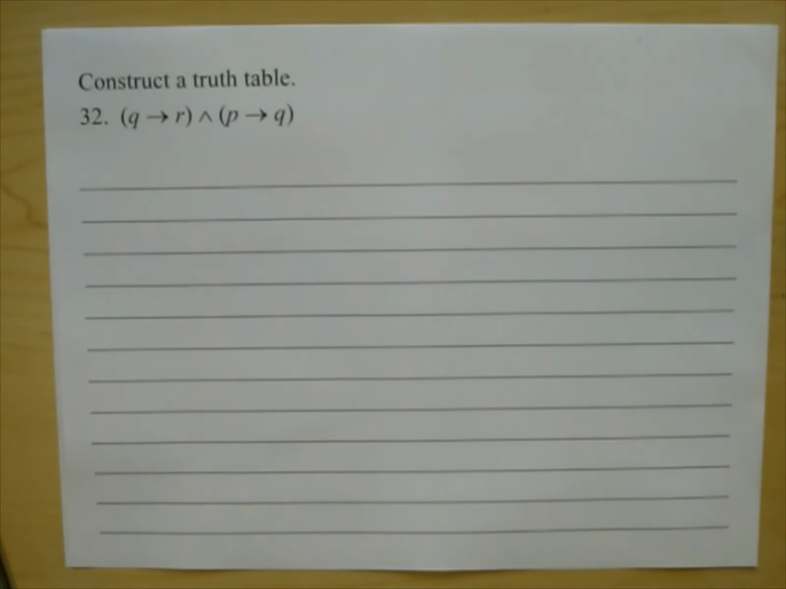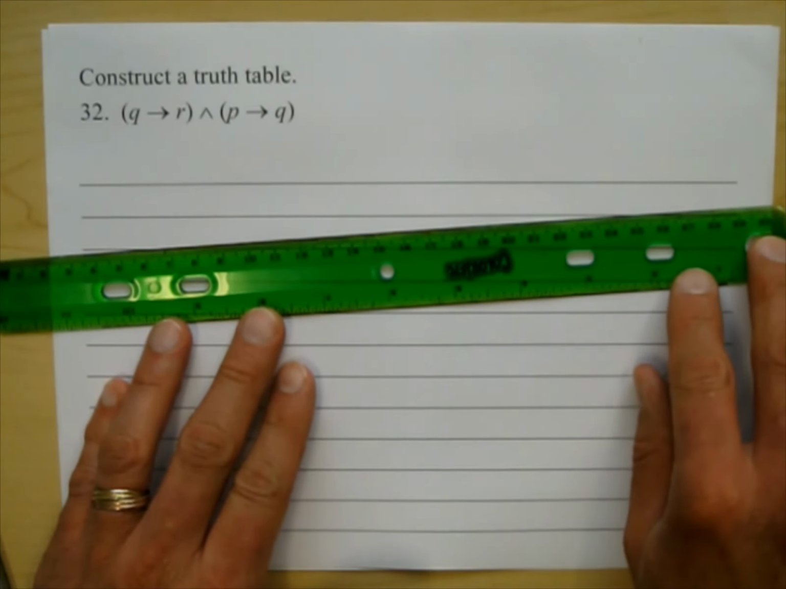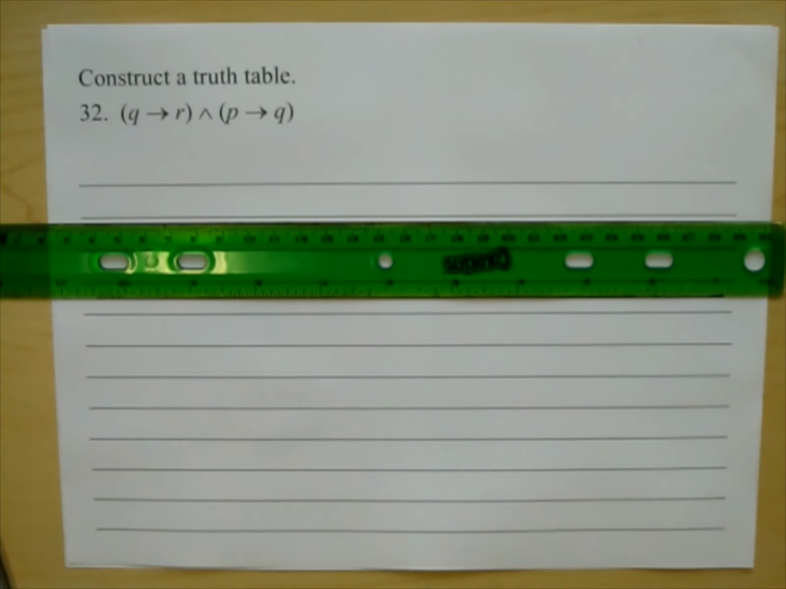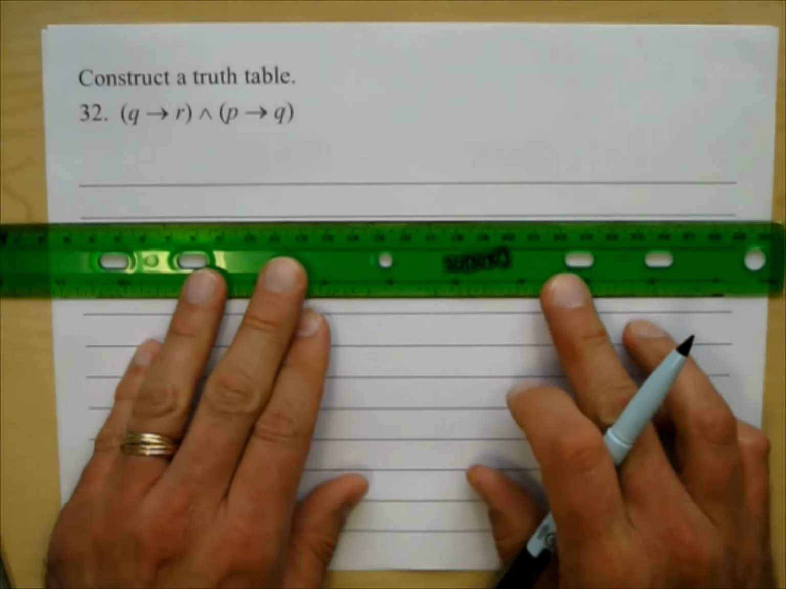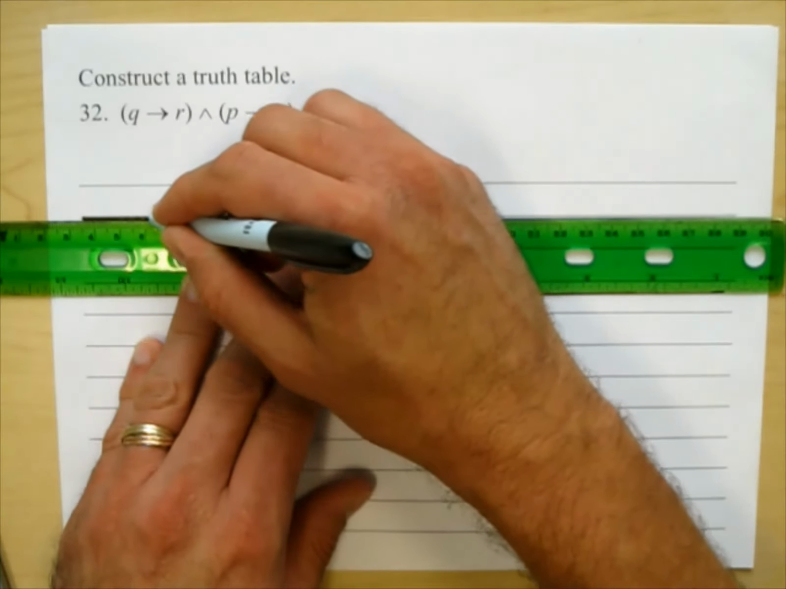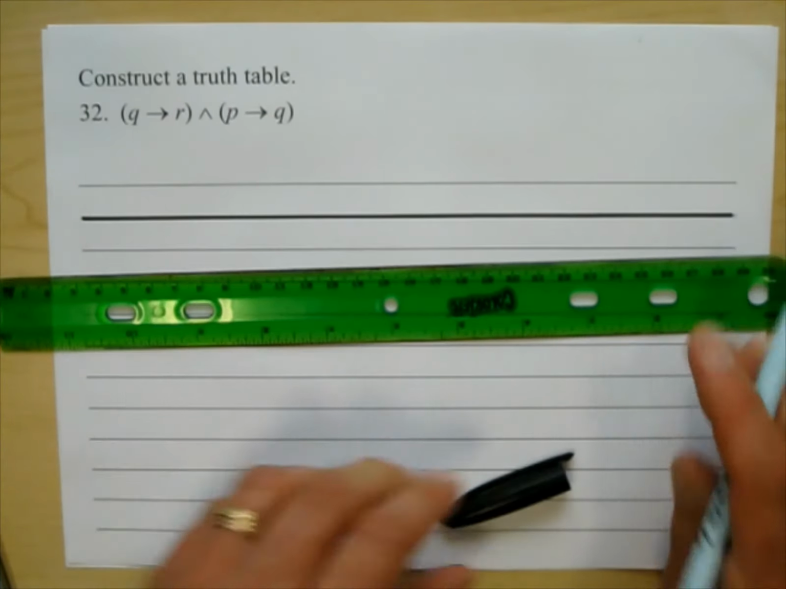Construct a truth table for this statement. So this statement has 3 different letters. I see a P, a Q, an R. I see if-thens and an and. I do not see an or a tilde, a not, but that's all right. You should know how to do all sorts of problems like this.